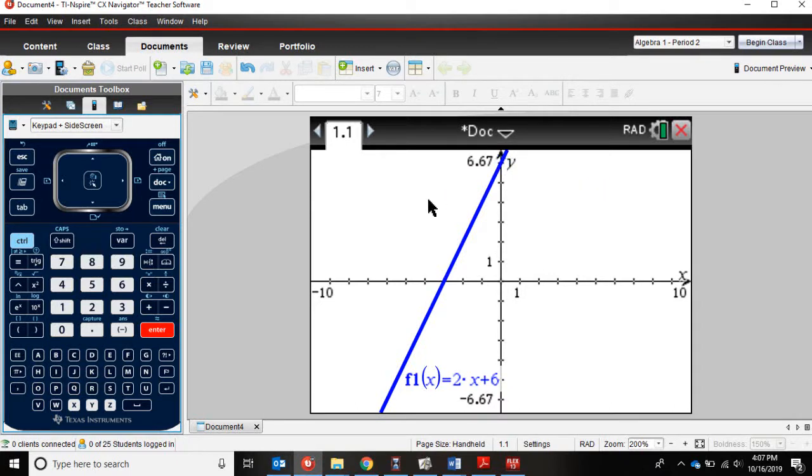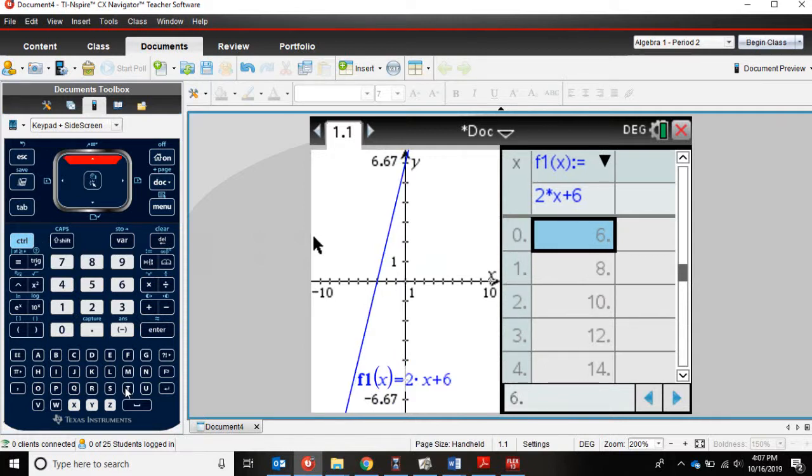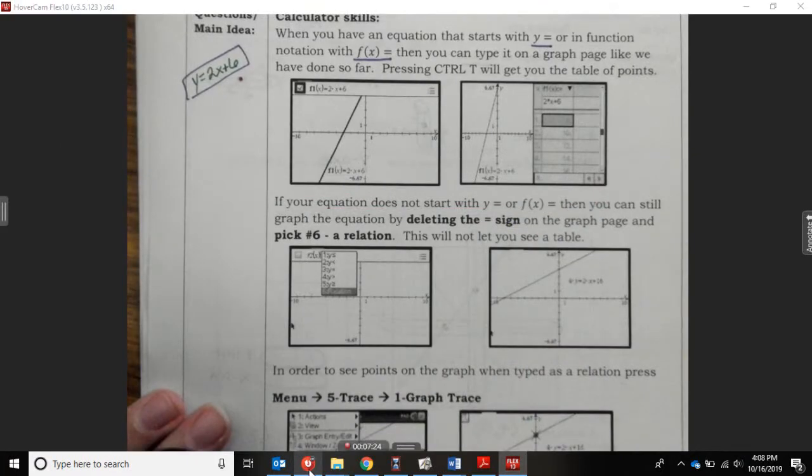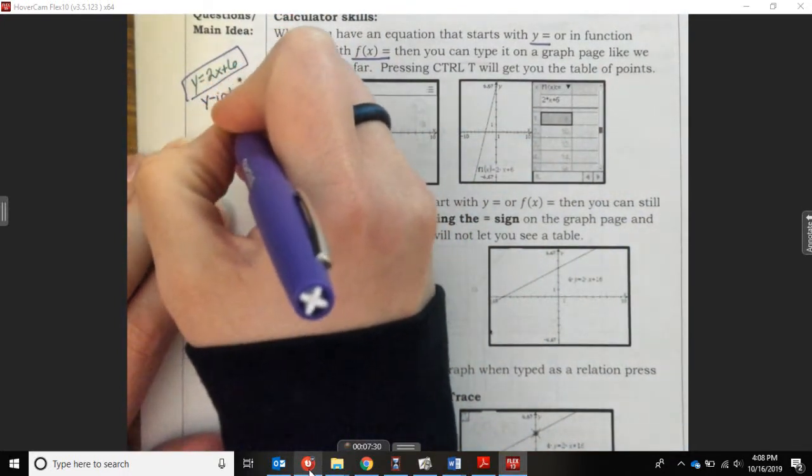But I'm also going to show you two things. One, you can go to your table by pressing Control-T. And you can look at those points. You can scroll up to see the negative, and you scroll down to see the positive. And so then the y-intercept is 0, 6. Okay, that's this point right here. And I know that because if I were to count on my graph, 1, 2, 3, 4, 5, 6, that's where it crosses. And so on our paper, we're going to write that the y-intercept is 0, 6.